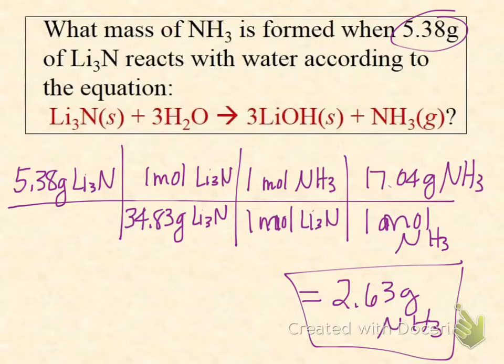Yes? How do you get the mole ratio again? Oh, from the balanced equation. Yeah. So there's nothing in front of them, so it's a 1. Okay. But if we were trying to go, say, from lithium nitride to lithium hydroxide, this would have been 1, that would have been 3 on top.